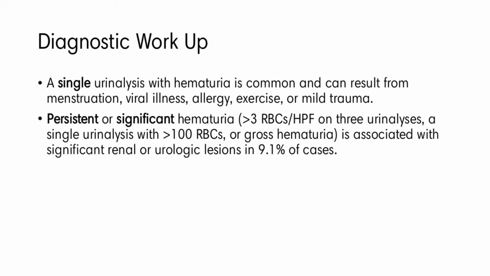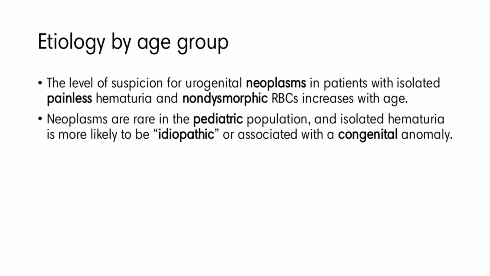Diagnostic workup: a single urinalysis with hematuria is common and can result from menstruation, viral illness, allergy, excess exercise, or mild trauma. Persistent or significant hematuria: on 3 urinalyses, a single urinalysis with greater than 100 RBC or gross hematuria is associated with a significant renal or urologic lesion in 9.1% of cases.